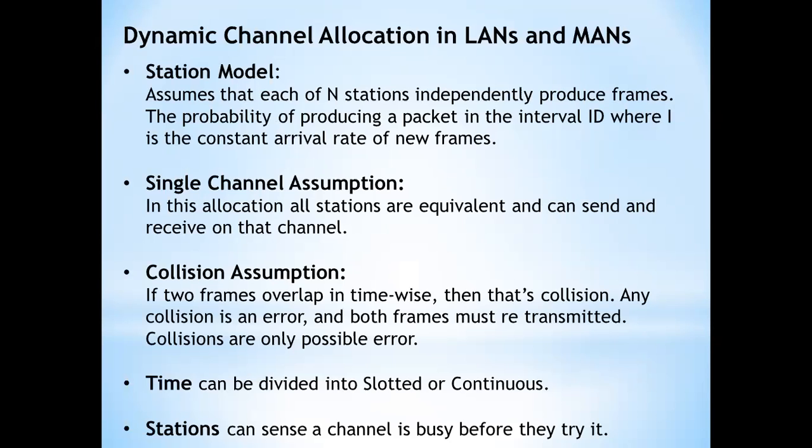Next is collision. If frames are transmitted at the same time by two or more stations, there is an overlap in time and the resulting signal is garbled. This is called a collision. If two frames overlap in time, that is a collision. A collision is an error. Both frames must be retransmitted. Collisions are the only possible error in dynamic channel allocation.